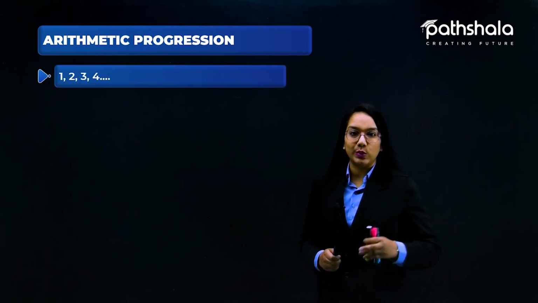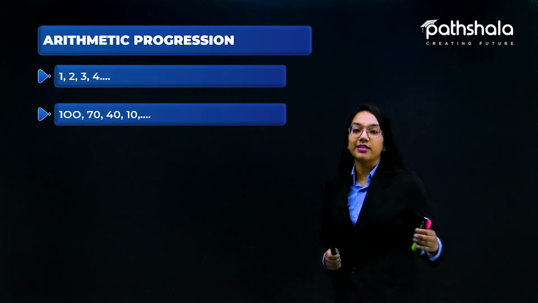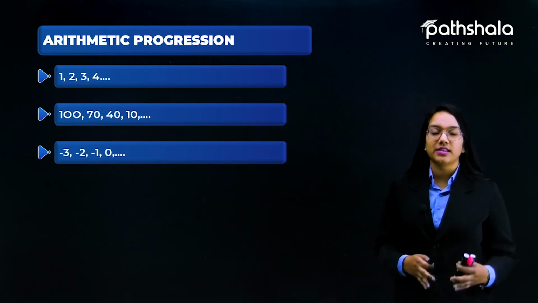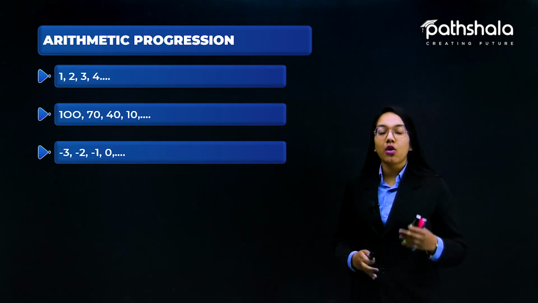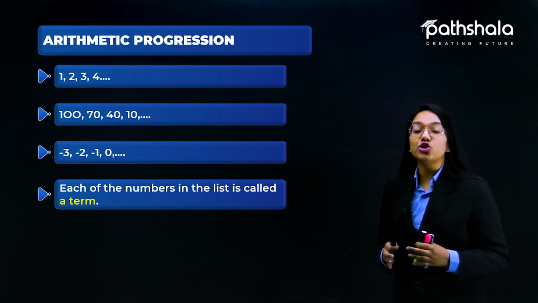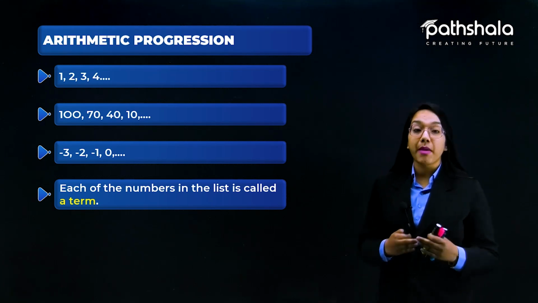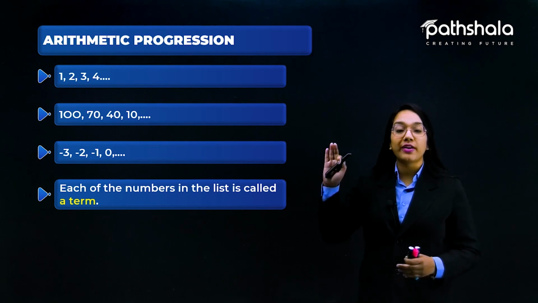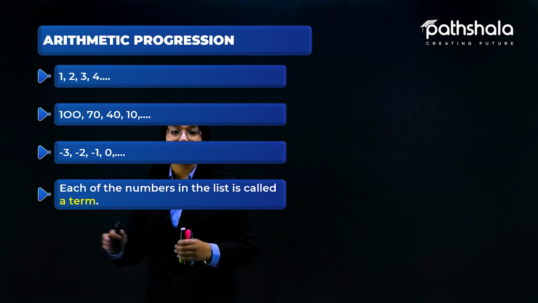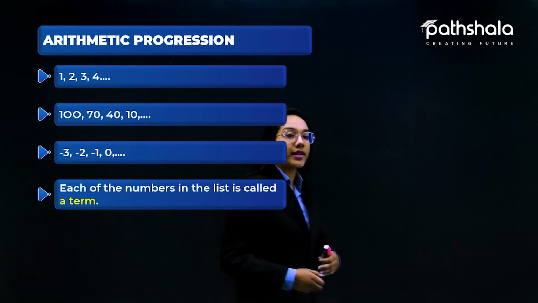Let us suppose I have 1, 2, 3, 4 and we have 100, 70, 40, 30 and so on. Similarly, -3, -2, -1, 0 and so on. In all these lists of numbers, each number in the list is called a term. Always remember that whenever we have such a list of numbers, each and every number is called a term. So -3 is a term, -2 is a term, -1 is a term, 0 is a term and so on.